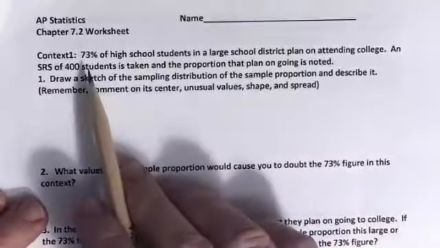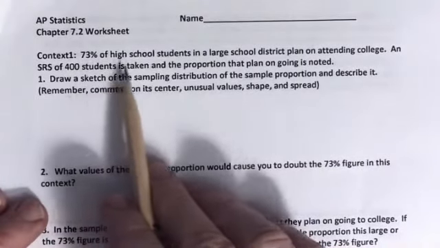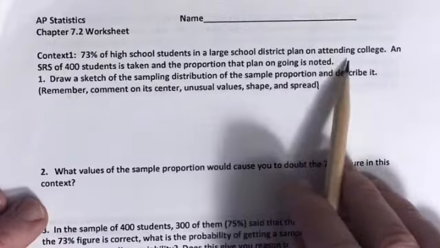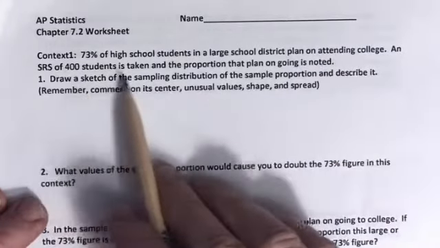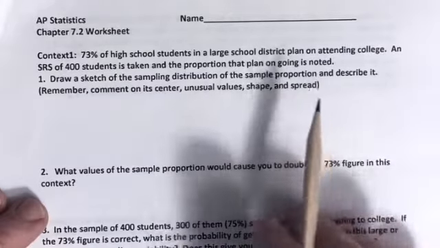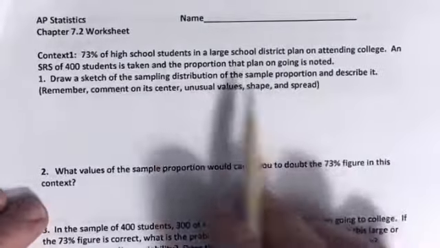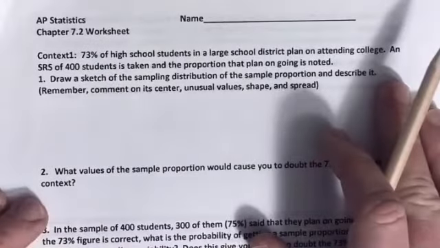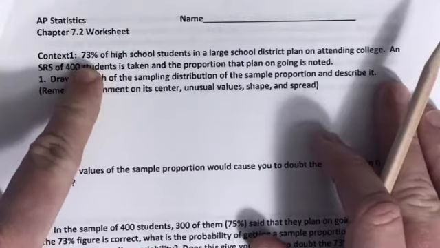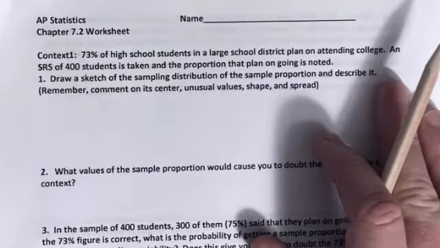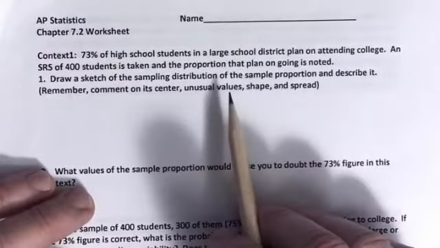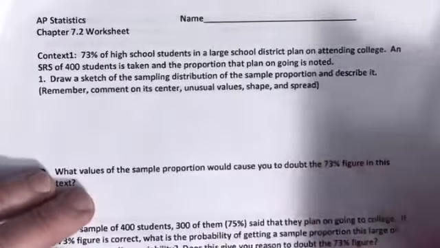So this says context 1, 73% of high school students in a large school district plan on attending college. An SRS of 400 students is taken, and the proportion that plan on going is noted. Of course, 7-2 deals with proportions, and this is certainly a proportion. We have 73%. We have categorical data. Either they're planning on going to college or not. So that's categorical. It says, draw a sketch of the sampling distribution of the sample proportion and describe it.